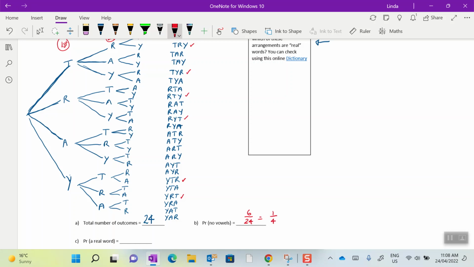Now the probability that it's a real word, I need to go through and work out which ones of these are real words so I can use my online dictionary again. Now I know that try is a word, I don't need a dictionary for that. I know that tar is a word. So this one is. I'm going through, I know that rat is a word. I know that ray is a word. I know that art is a word.